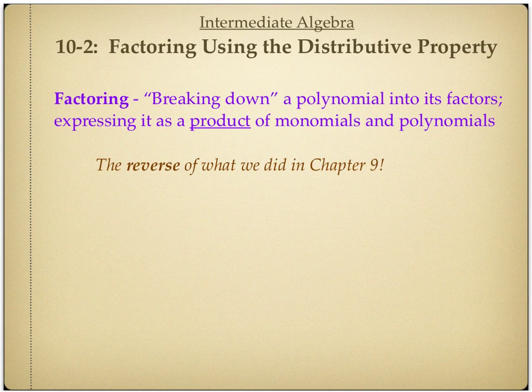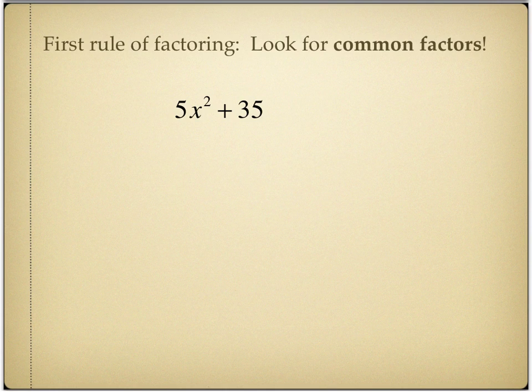So let's get right to some examples here. Distributive property is kind of the key thing that we're going to be working with here. So here's the first example, 5x squared plus 35. This is a binomial, of course. Now we're going to look for common factors in each of these terms. As I look at 5x squared and 35, do they have any kind of a common factor? Yeah, I would say that certainly it is 5.